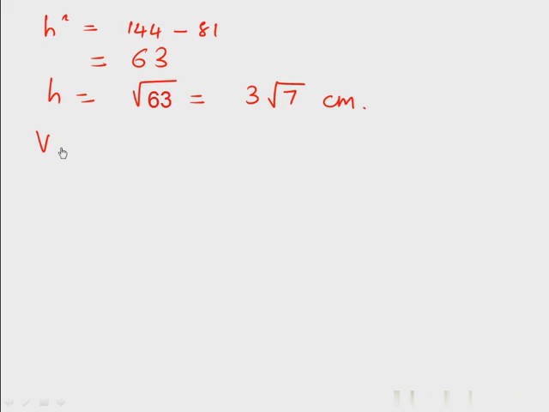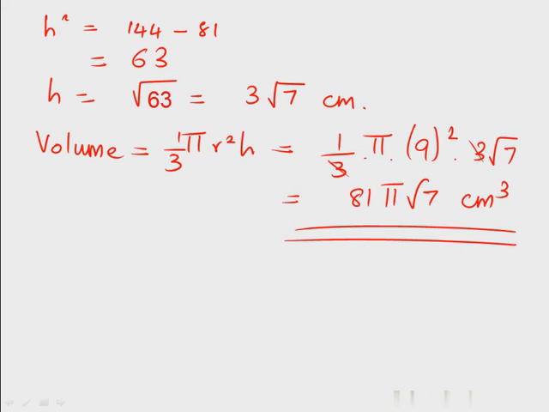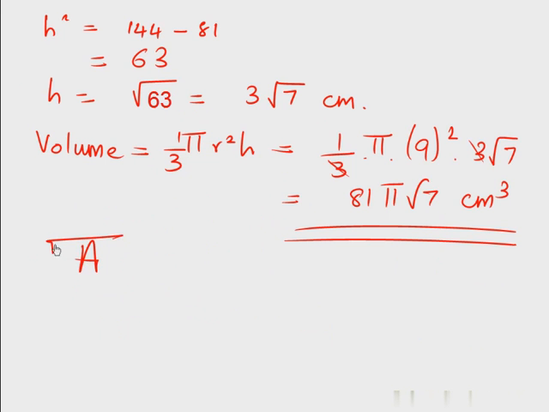I need to find the volume of this cone. Volume is 1/3 pi r squared h. That's 1/3 into pi. R I know was 9, so that's 9 squared into h, which is 3 root 7. The 3 and the 3 cancel. So that's 81 pi root 7 centimeters cubed. That's the volume of this cone. 81 pi root 7, that's answer A. So our answer is choice A.